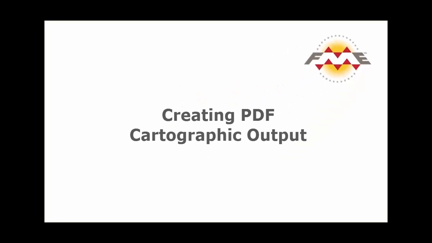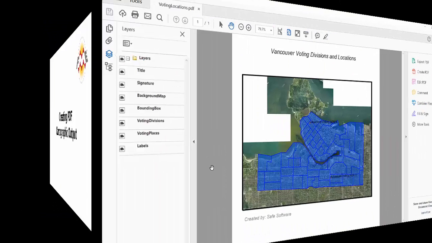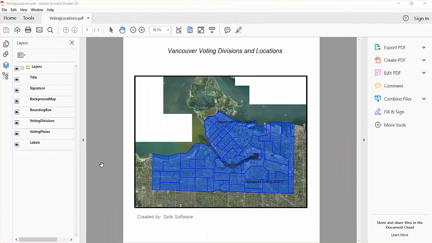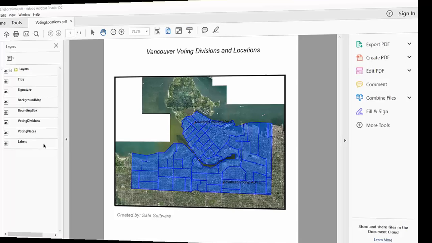For this tutorial, we will demonstrate how to read, style, and sort features, as well as output map elements as individual layers into a PDF file. Our final cartographic output will be a map that includes a map title, a signature block, background color imagery, a bounding box, colored polygons representing voting divisions, colored point features representing voting places, and labels for voting places.